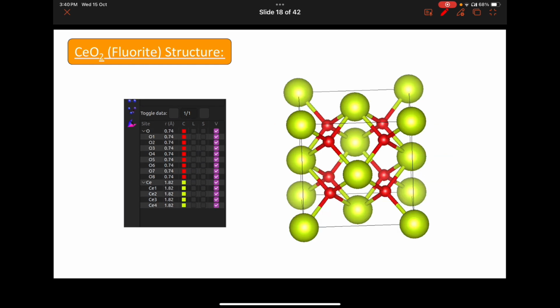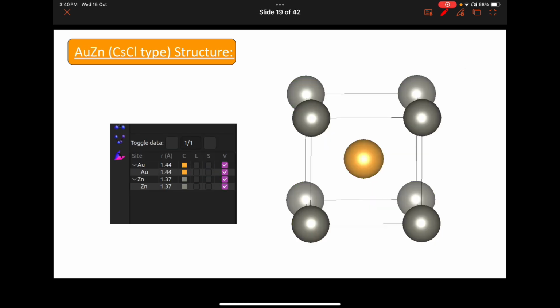Then CeO2 has the fluorite structure, and in the fluorite structure, our oxygen atoms are present in the tetrahedral voids, eight in number in this case, and the cerium is present on the FCC lattice. As you can see, these yellow ones are our cerium, and they are present in the FCC, and we have eight oxygen atoms which are present in the tetrahedral voids.